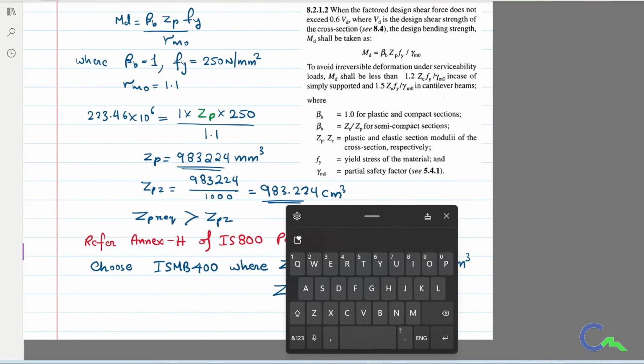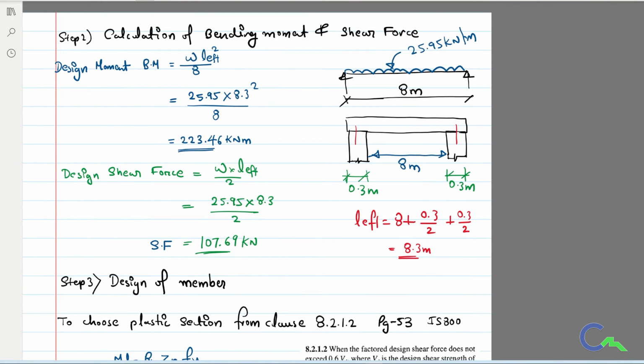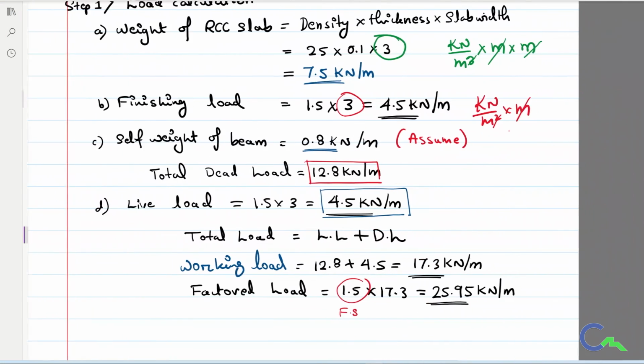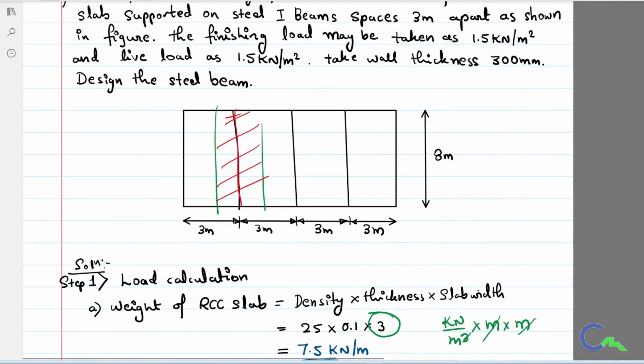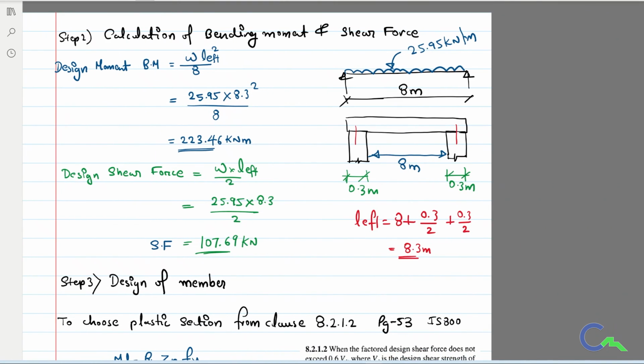So I will move on to the next step, calculation of bending moment and shear force. For the maximum bending moment, we can see here it is a simply supported condition. Therefore first we have to find the effective span. If you see in the problem, the length of the beam here is 8 meter. In this way we are going to design the beam, so 8 meter. I have to calculate the effective span first, so we have to add the bearing. Therefore the effective span is 8.3 meter.